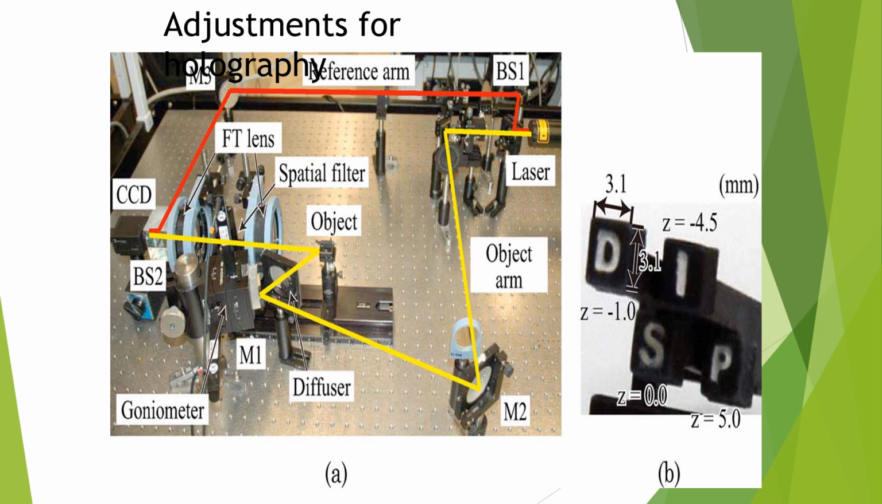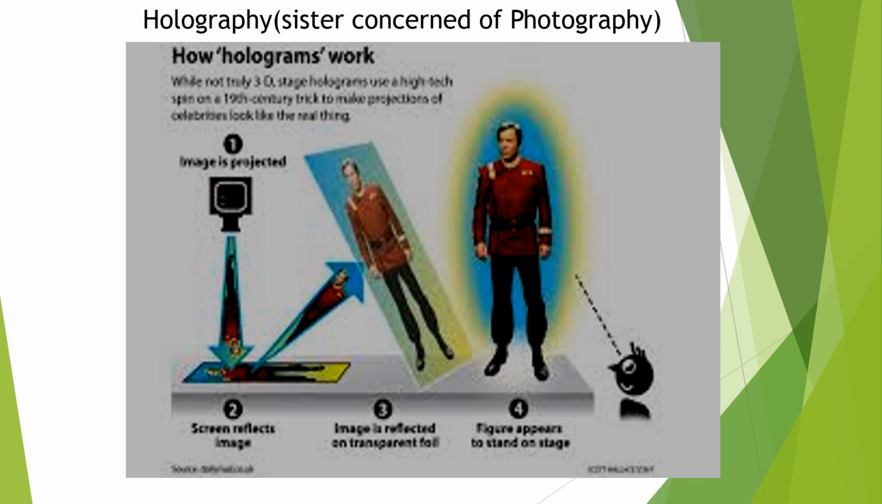It means it can store a lot of information on the same photographic plate, which is not possible in photography. So it is a sister concern and better than photography. The main thing is it is illuminated with laser light, and we can focus the unfocused part, so a better image can be obtained, whereas in photography we can't do this; the pixels will be disturbed. Through the hologram, the real and virtual image of a man is seen here. So this is the basic application of holography.